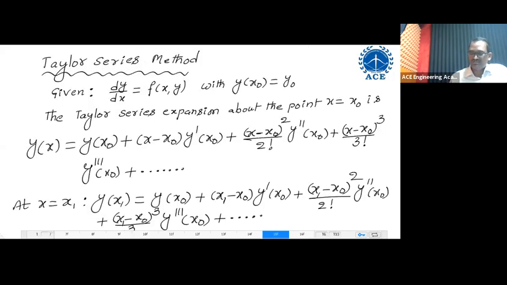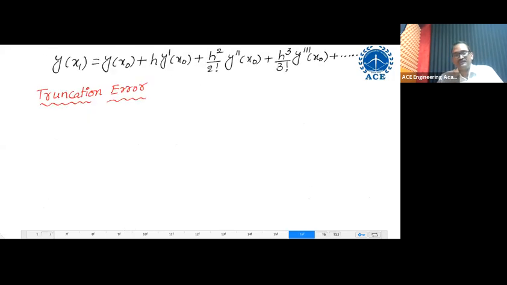This is Taylor series. Series means sum of finite number of terms or infinite number of terms. Truncation error, I will teach you. Everyone should be very careful regarding truncation error.